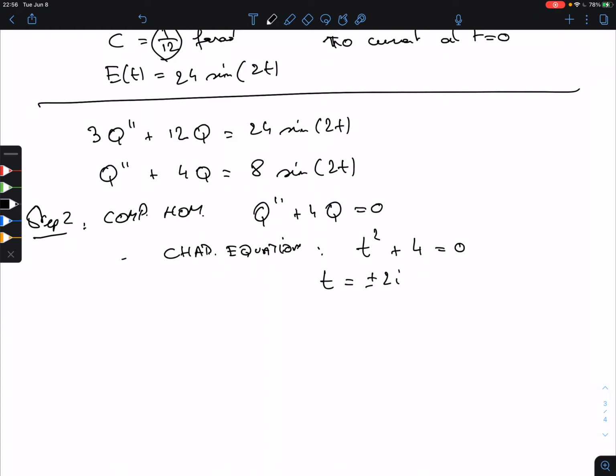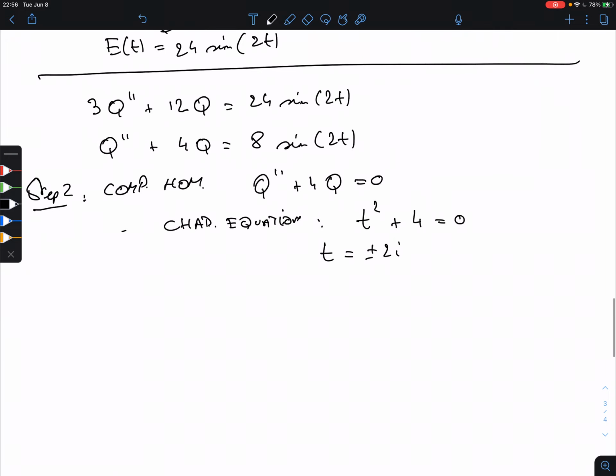I hope that's clear. That is a complex number. So we know what the homogeneous solution will look like. This is the omega, the frequency. And so we get a cosine 2t plus b sine 2t. That's how our homogeneous solution will look.